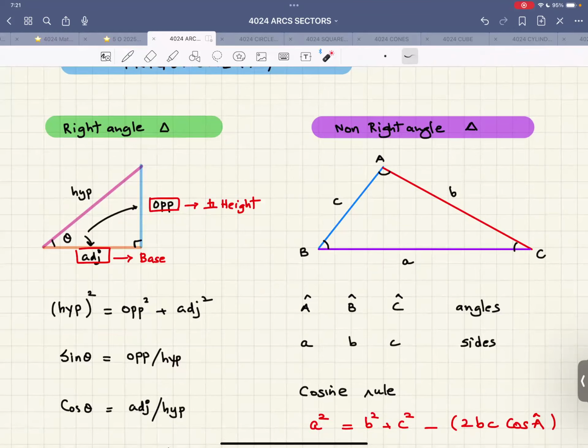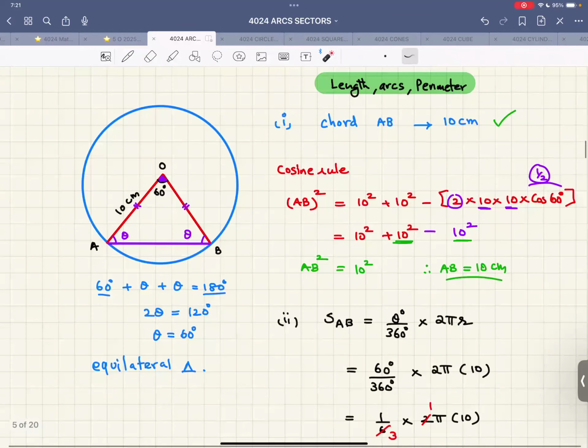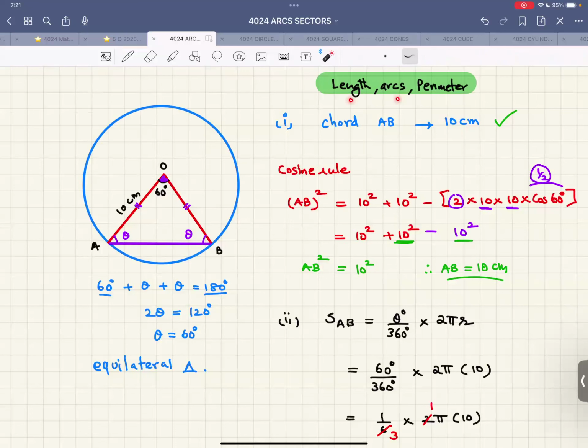Trigonometry, we just studied before, so I don't need to emphasize on it. Let's take a simple example. The length, arc, and perimeter. Let's say there is a chord AB. The diameter is 10. The angle over here is 60 degrees. A simple basic example from my side. And let's say I want to find what is AB. So I have two sides and the included angle. I can find AB. It's coming out to be 10.